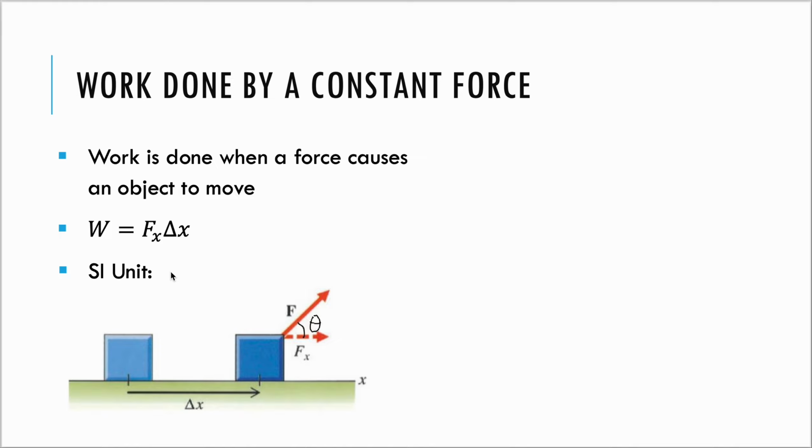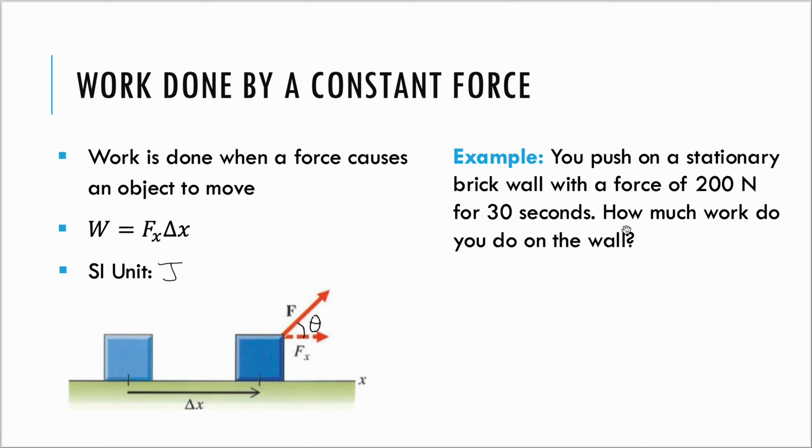The SI unit for work is the joule, which uses the letter J. So, for example, you push on a stationary brick wall with a force of 200 newtons for 30 seconds. How much work do you do on the wall? So remember, to find work, you have to multiply a force by a distance. In this case, the wall is stationary. That means that the wall does not move. That means there is no work. So if there's no motion, there's no work. It doesn't matter for how long you apply the force.